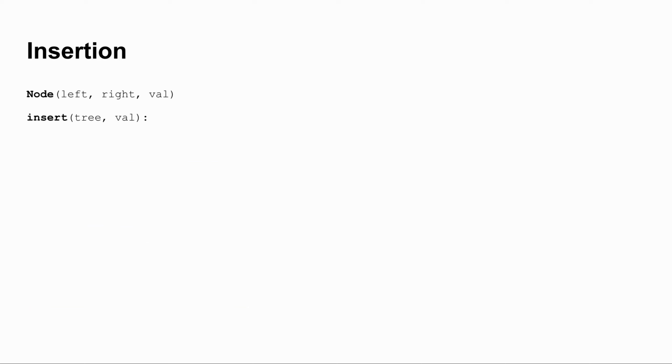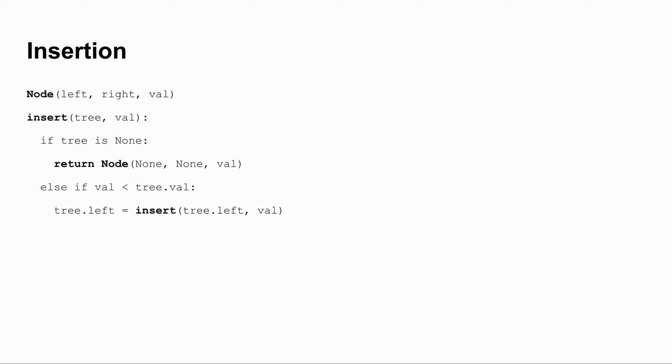Let's define a node as containing a left node, a right node, and a value, and we want to define an insert function. As we just saw, we can do this recursively. In the base case where there's no tree, we can just create a new node. Otherwise, if the value is less than the value of the root, we insert in the left subtree. Else, we insert in the right subtree. And then lastly, we return the tree.